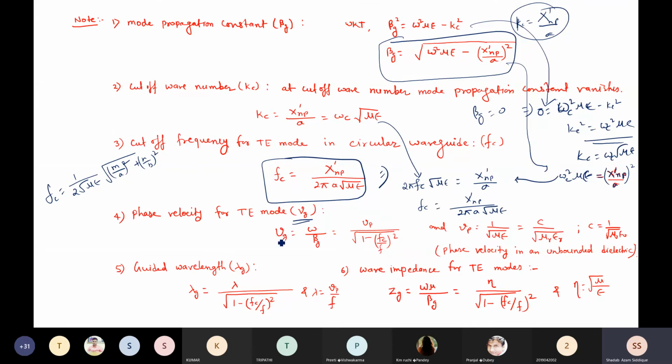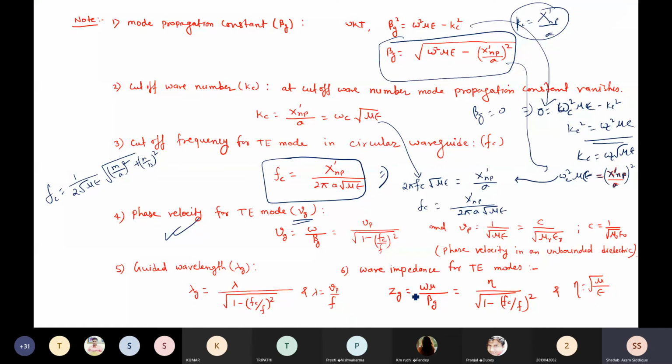Now this Vg, the phase velocity in the waveguide, can be written as omega by beta g, and omega by beta g can be written as Vp upon square root of 1 minus fc by f whole square. That is what is written for the rectangular waveguide. It is similar to the rectangular waveguide, no changes here. So lambda divided by square root of 1 minus fc by f whole square, and lambda is equal to Vp by f. Already this has been taught to you.